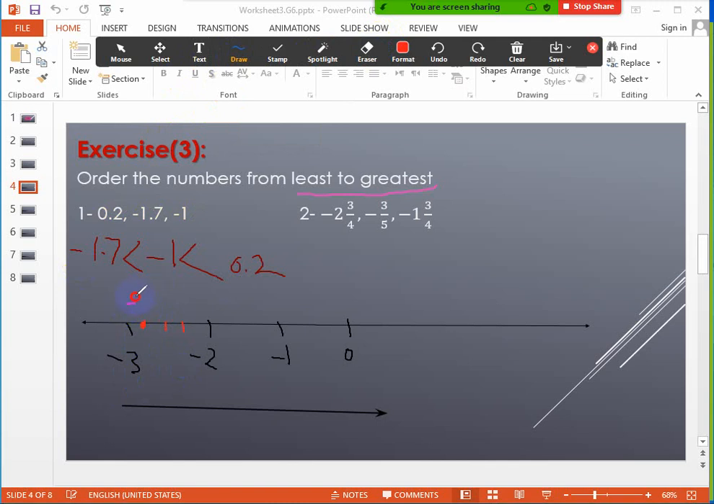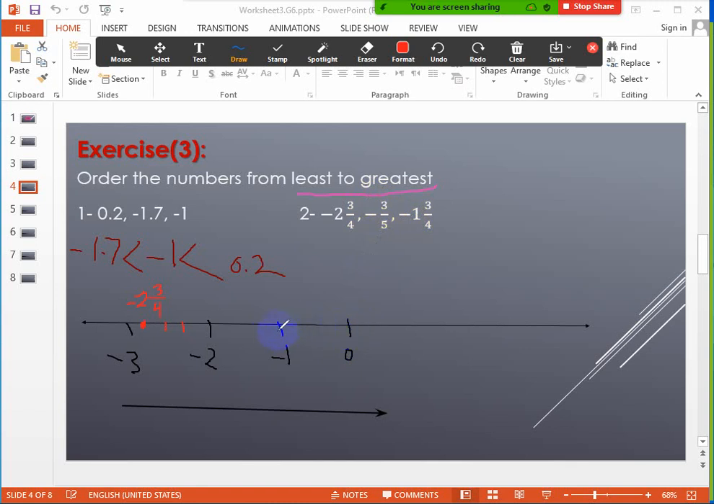Negative 2 and 3 over 4. Now the second number, negative 3 over 5. This number is a fraction. This fraction is less than 1 or less than negative 1. So it will be between 0 and negative 1.